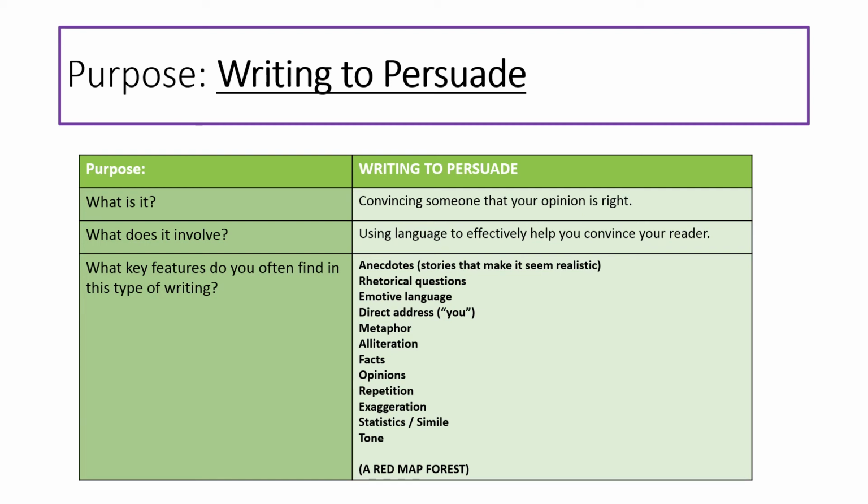All right, so using anecdotes, rhetorical questions, emotive language, those pronouns, that direct address of you, we, us, I, metaphors and similes, alliteration, facts and statistics, exaggeration, hyperbole, where you go really over the top about something, repetition, opinions, and that tone, that real sense of a very assertive tone, so that people will think, well, of course they're right. Surely they're right. They can't not be right. All right, that's your aim with writing to persuade.